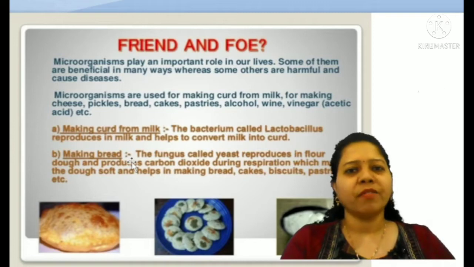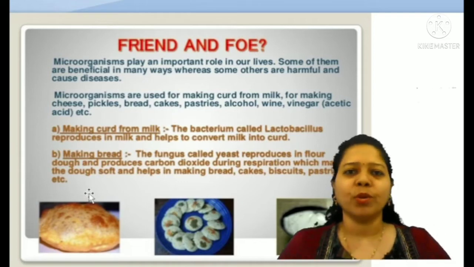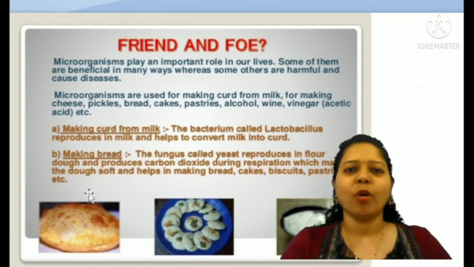For making bread also we use different types of microorganisms. The fungus called yeast reproduces in flour dough and produces carbon dioxide during respiration, which makes the dough soft and helps in making bread, cakes, biscuits, pastries, etc. For making these bakery products we use yeast, and during its respiration CO2 is produced. This CO2 makes the dough soft, and because of that we get these bakery products spongy. In this way, we use microorganisms for making curd as well as bakery products.